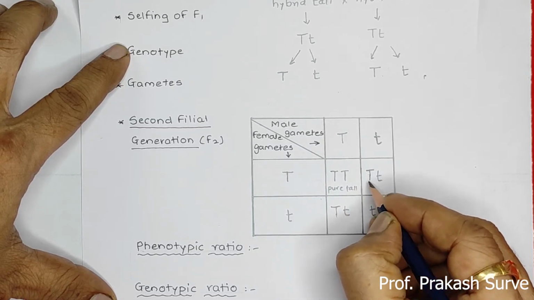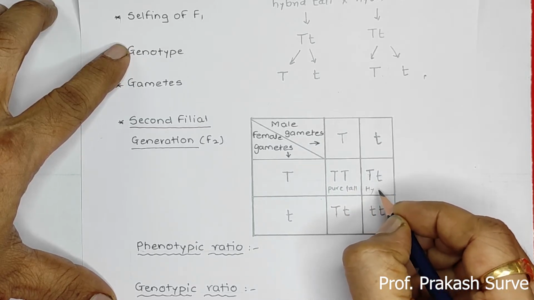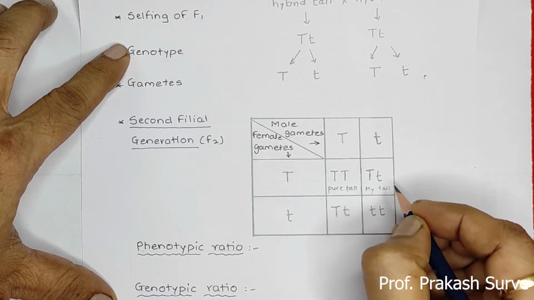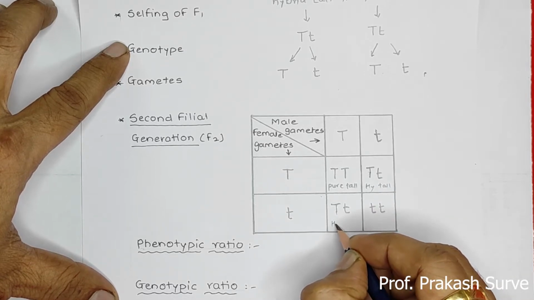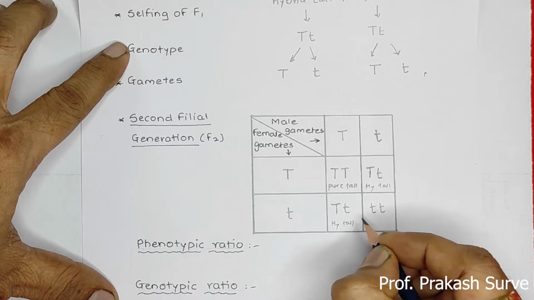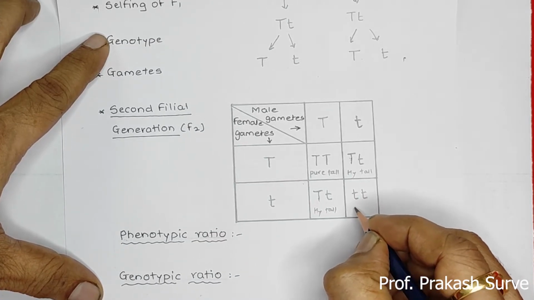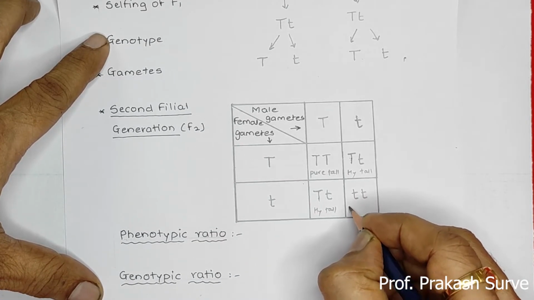This one is a hybrid tall. This one is a hybrid tall. And this one also hybrid tall. And this one is, what we can say, a pure dwarf.